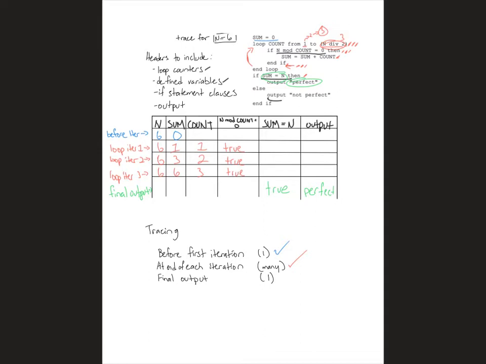Now, you might ask, why don't we do these other ones over here? Why don't we do the rest of the variables? Well, you could. You could technically do n is 6, and then sum is still 6, and that's okay. There's nothing wrong with that. The count, we are out of the loop, so we should not do. The n mod count, we are out of the loop, and that is in the loop. We should not do that one. Sum equals n, we should definitely do that one. And then output, we should always do output. And at this point, we have our final trace table, and we are all done.